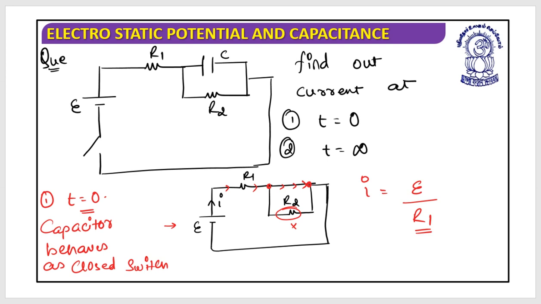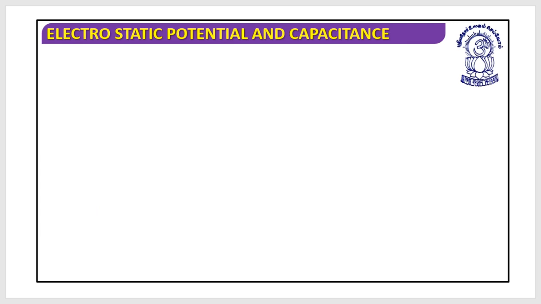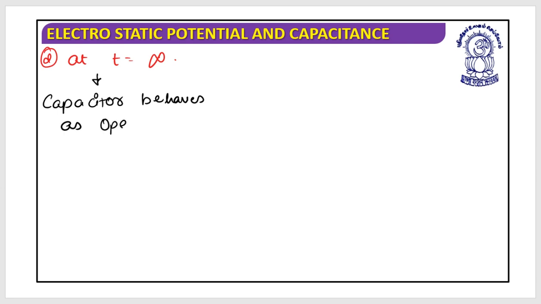Is it clear? Yes, good. So this is I equals current equals E by R1. I hope these things are clear. And now, second, at t equals infinite. So I know that at infinite, the capacitor behaves as an open switch. At t equals infinite, the capacitor behaves as an open switch.